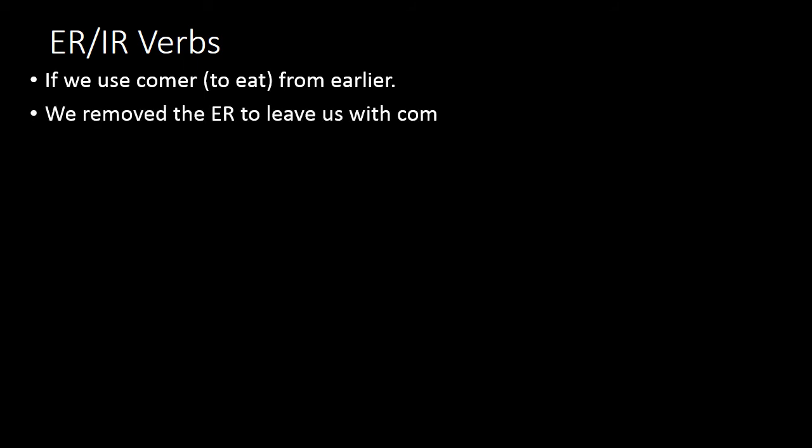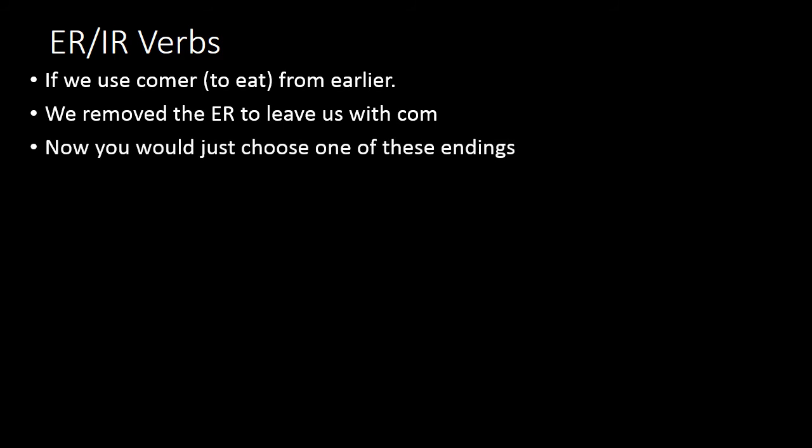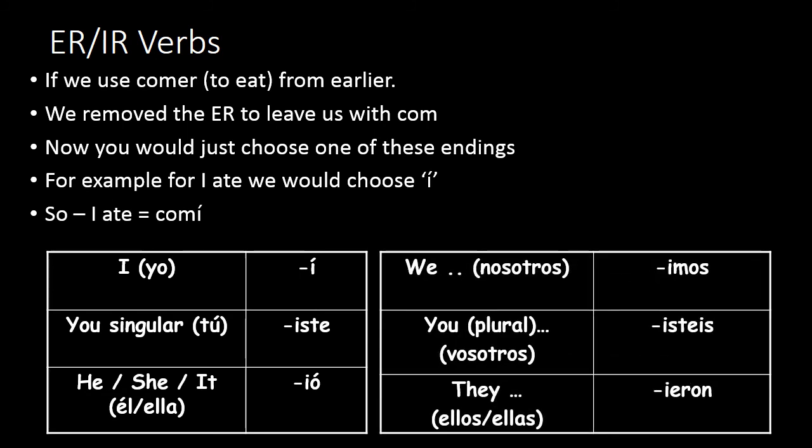Okay, so let's take comer as an example, which means to eat. We take the ER off, which leaves us with com. And now you just choose one of the endings again. So if I wanted to say I ate, I would choose the í from below. And therefore I ate is comí. Okay, so that's easy. Try another one really quickly.